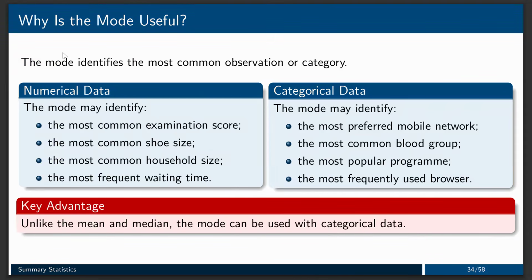So why is the mode useful? Numerically, the mode can identify the most common exam score, the most common shoe size, the most common household size, the most frequent waiting time. Categorically, it could look at the most preferred mobile network, the most common blood group, the most popular program, or the most frequently used browser. So unlike the mean and the median, the mode can be used also with categorical data.